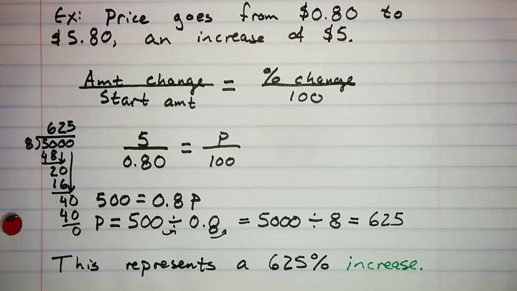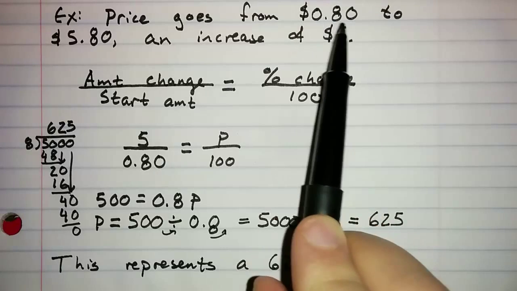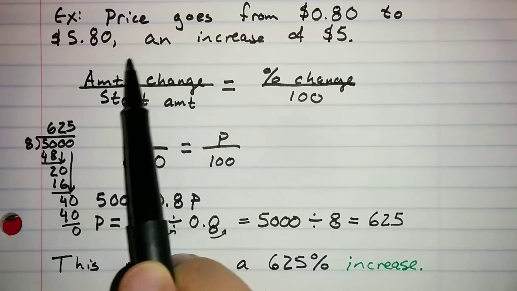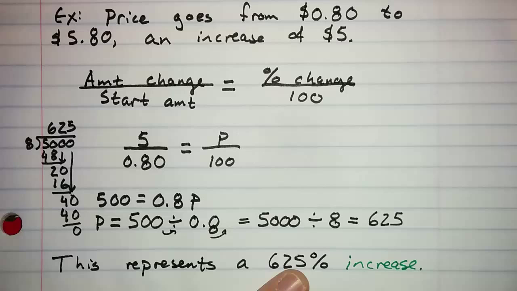And notice that this is more than 100%. Why? Because the amount that the price went up is more than the entire starting price. We understand this 625% not as a part of a whole as such, but rather as a ratio. The ratio of the amount that the value changed by to where it started from. Because the value changed by more than its starting value, this is more than 100%.